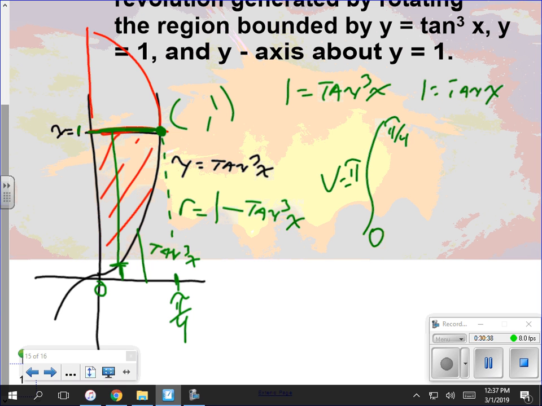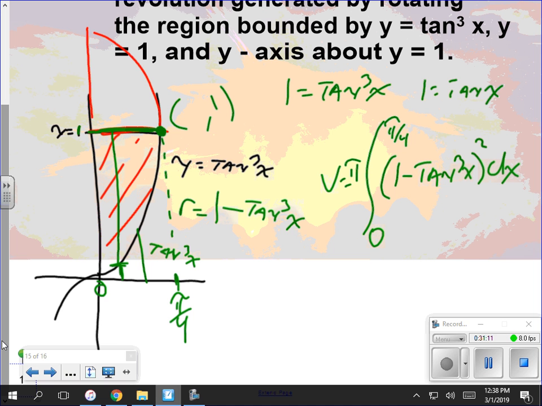And I can have the pi for my rotation either in front or inside. It doesn't matter. I do both. Pi times my radius squared. 1 minus tangent cubed x squared dx. Like I said, the pi, the constant of integration, that can go inside or outside. It doesn't matter. Questions? The hard part on this one is figuring out the radius.